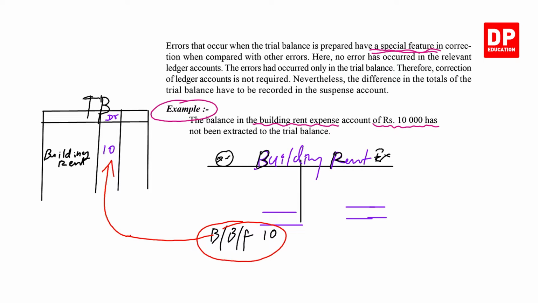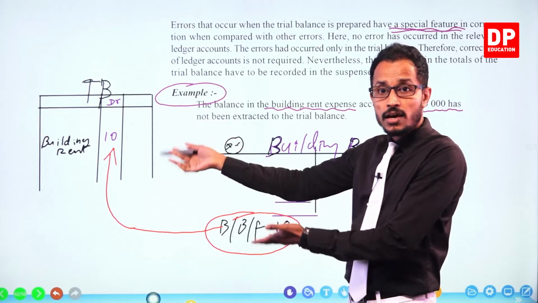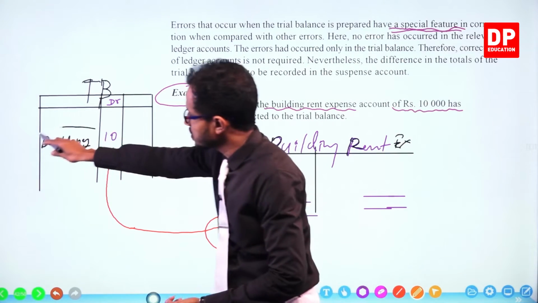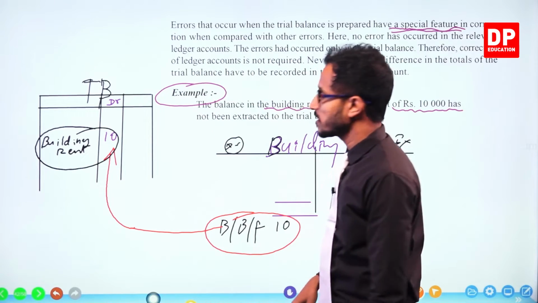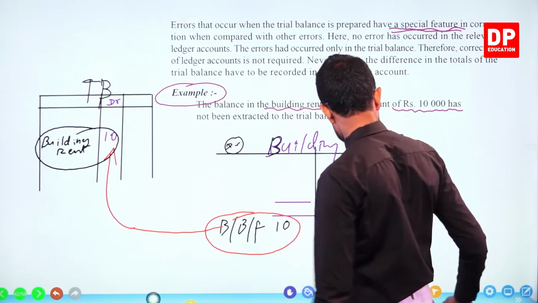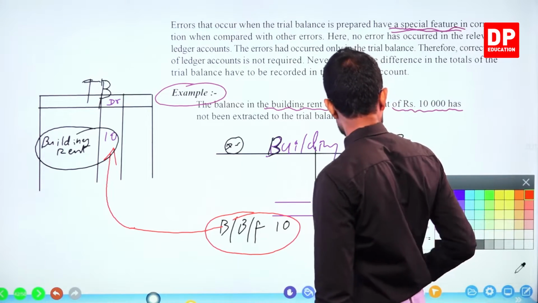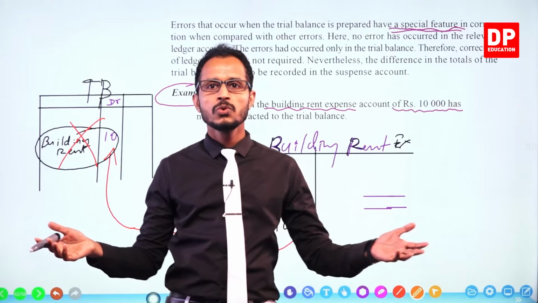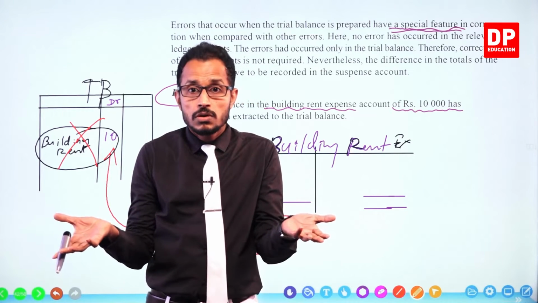As building rent, this should go to the debit side. It's not there. It has not been taken. This is not in the trial balance. Voila. What to do? It has not been taken to the trial balance. Now what to do?